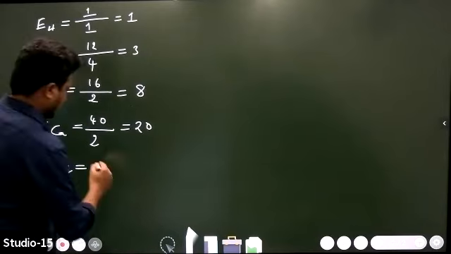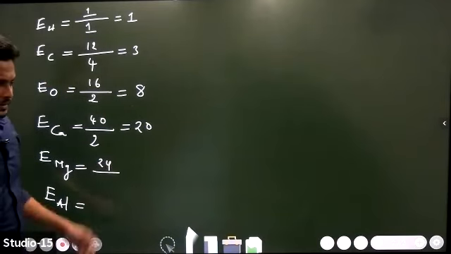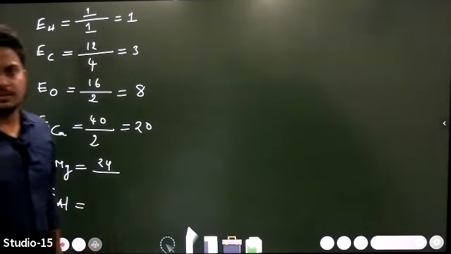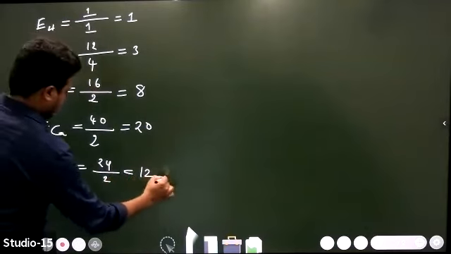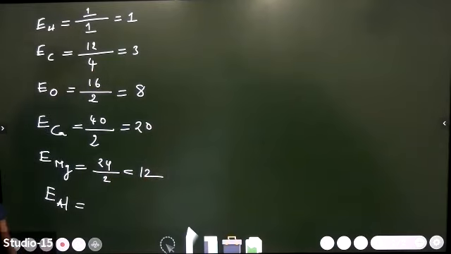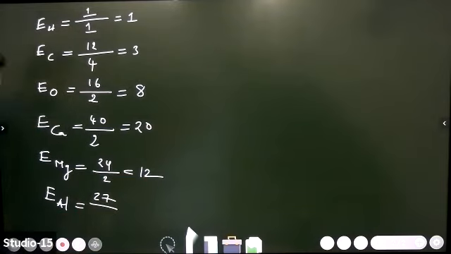Magnesium atomic weight 24. Valency is equal to its group number. Magnesium belongs to which group? Second A group. So 2, 12. Atomic weight of aluminum, that is 27. Valency 3, because aluminum belongs to third A group element.